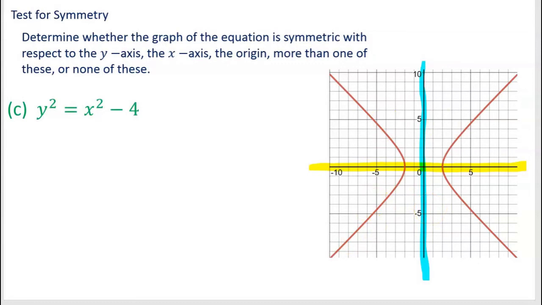What else? It's not a function, right? Because if you draw a vertical line, say just for example right here, it intersects more than one time, therefore this graph does not define a function.